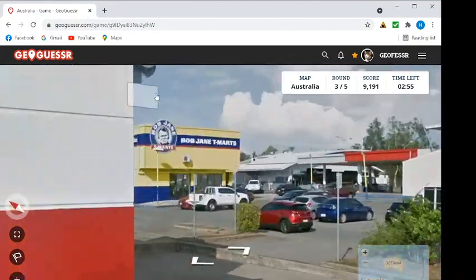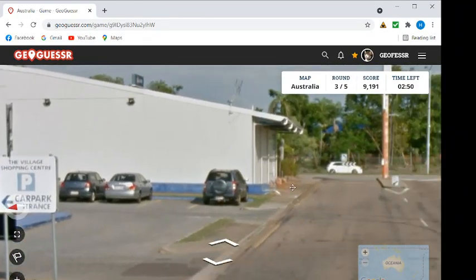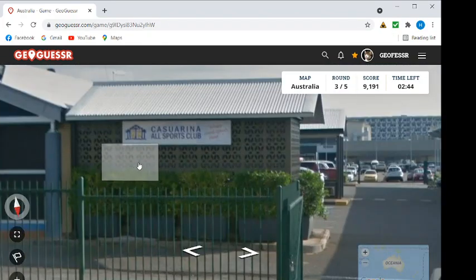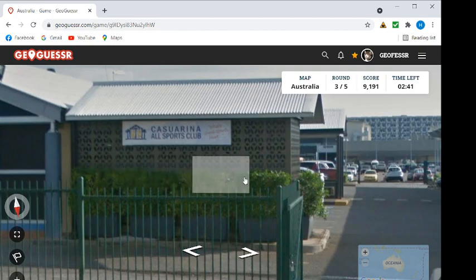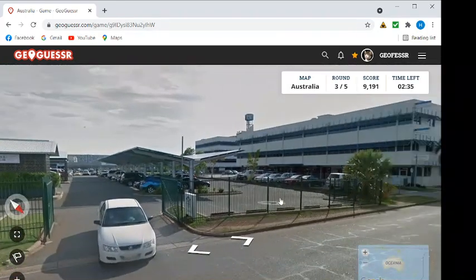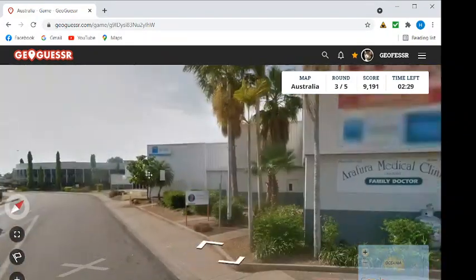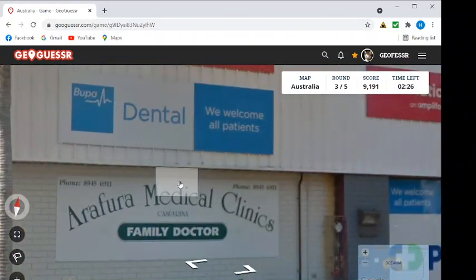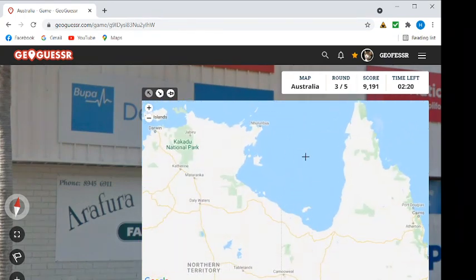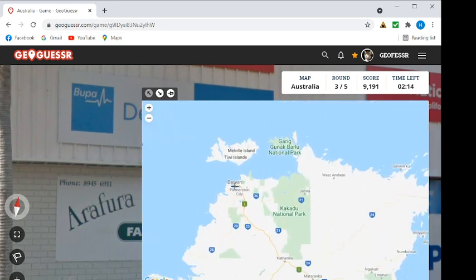And so I've noticed, Australia, you get a lot of urban areas. Casuarina All Sports Club. Casuarina is a tree. I know its name is actually related to the bird, the cassowary, which lives in Australia and New Guinea. Flightless bird. We have Arafura medical clinics. The Arafura Sea is also in northern Australia. That's the Gulf of Carpentaria here. That's the Arafura Sea. So we're probably in Northern Territory.